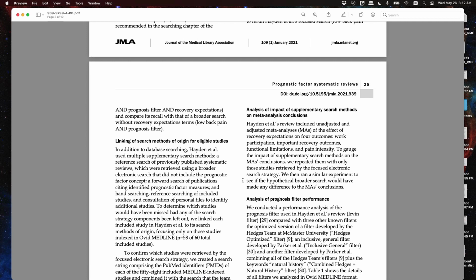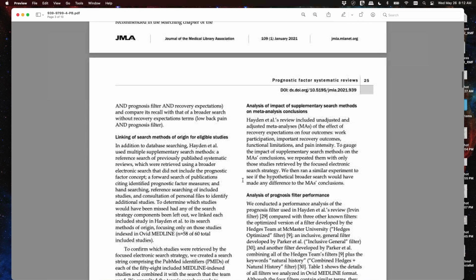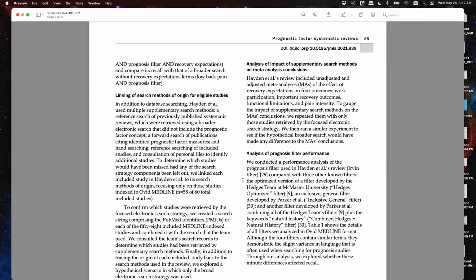The second approach is they wanted to see where the origin of the eligible studies was. So which search methods led to the identification of the studies that were finally included. And of course, we all know this paper is describing everything retrospectively. So this is the standard procedure apparently in information retrieval evaluations.